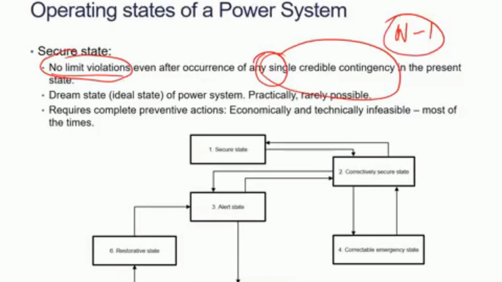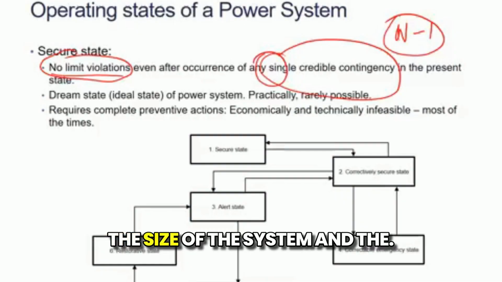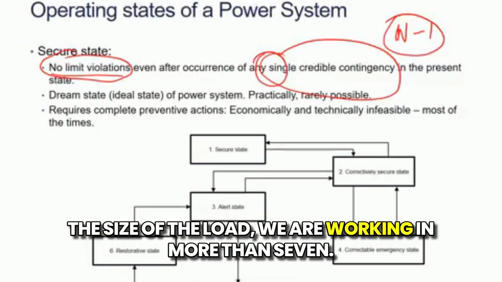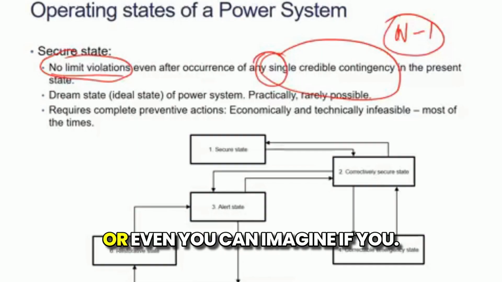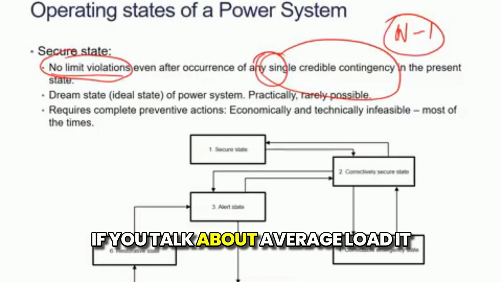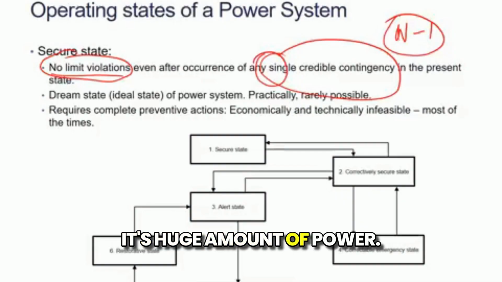Clear? Now practically, imagine the size of the system and the size of the load. We are consuming more than 170 gigawatt of peak load, and even the average load is somewhere around 150 gigawatt. It's a huge amount of power.